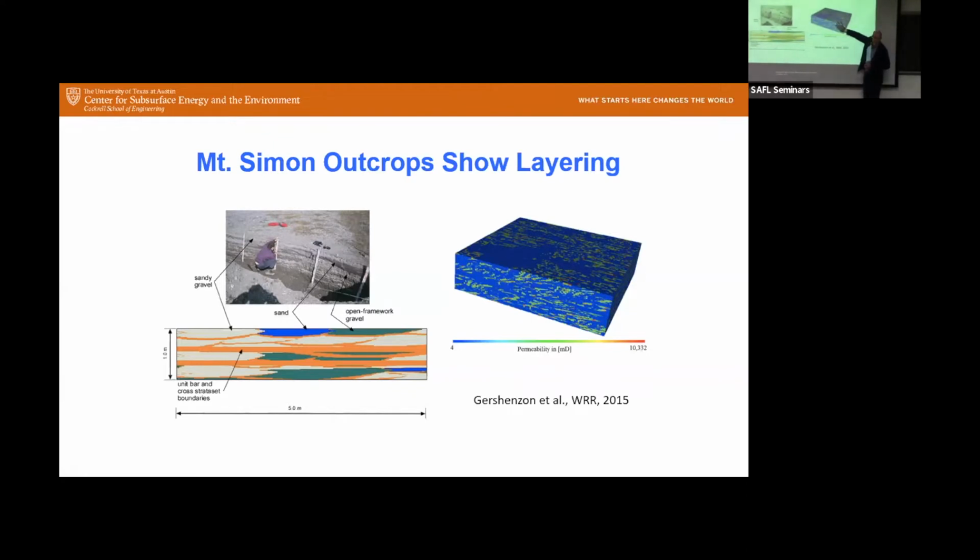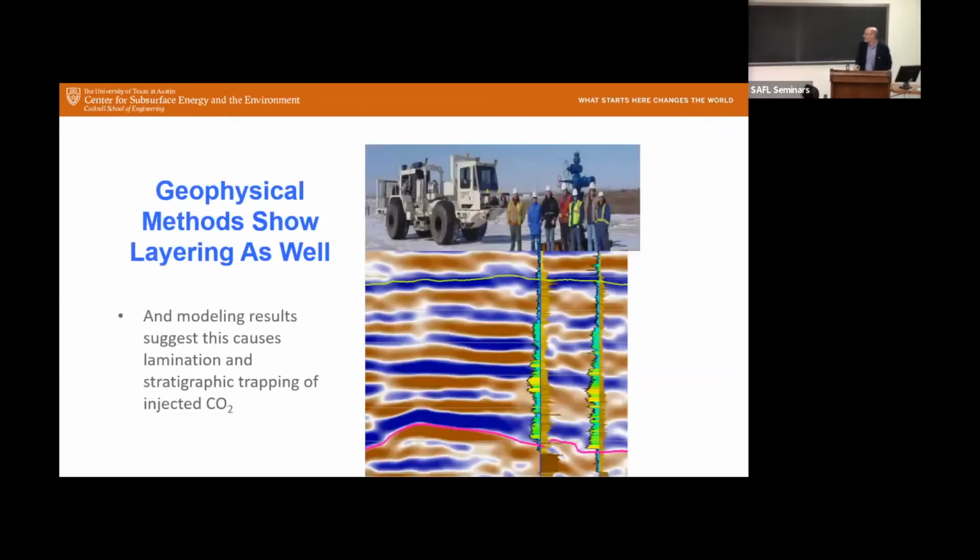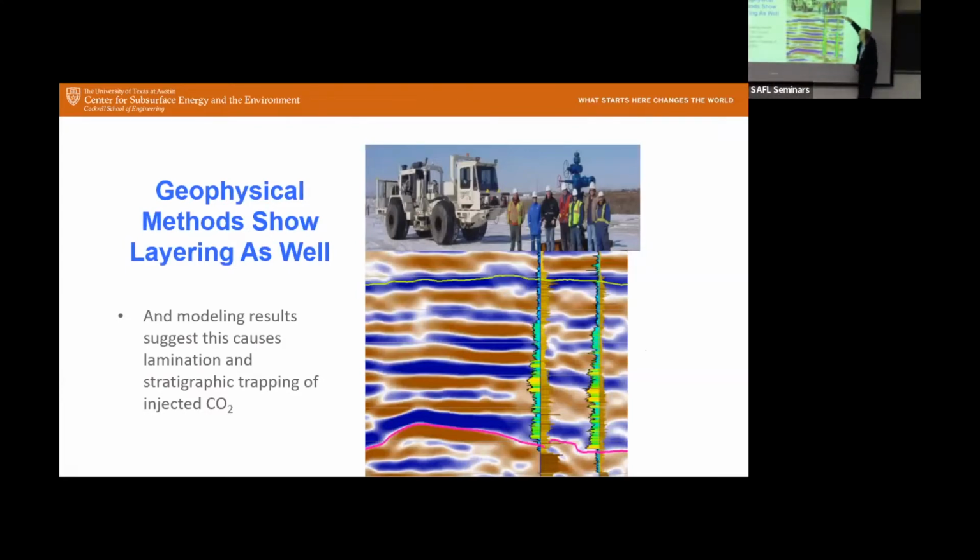is do a simulated CO2 injection to see how the CO2 is behaving. A little bit more support for this layering type approach comes from geophysical methods. Where they did this in well geophysics, and this is just the Mount Simon. And they found with this geophysical methods that also they were seeing layering in the Mount Simon.